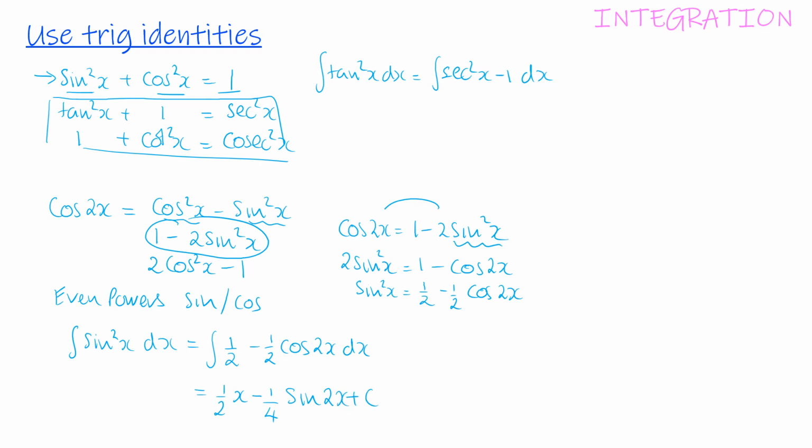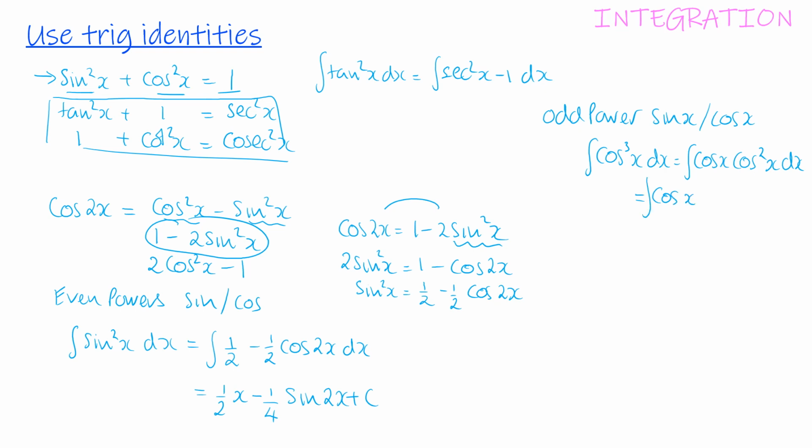Now when we're integrating odd powers of sine or cos, for example, if I was going to integrate cos cubed x, we write that as the integral of cos x cos squared x, and then replace the cos squared with 1 minus sine squared, and then multiply the cos x in, so that would be cos x minus cos x sine squared x, and now we can integrate.